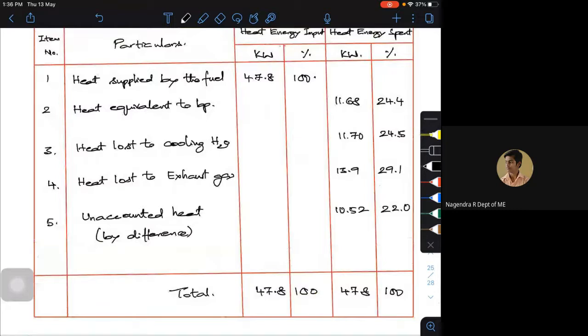10.52, 13.9, 11.7, 11.68. Add up everything, you have to get 100%. Yeah, so 40, 80, so 88, 90. Okay, 30. So we're getting around 99 point some change. That's fine. It will match up.